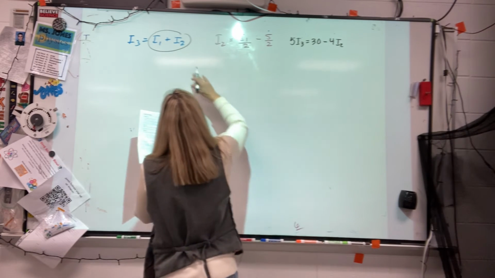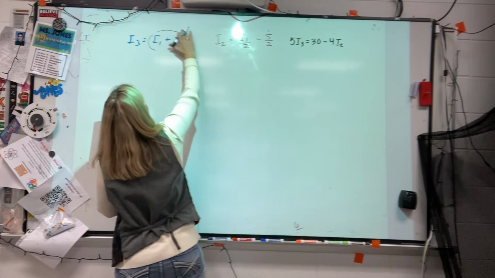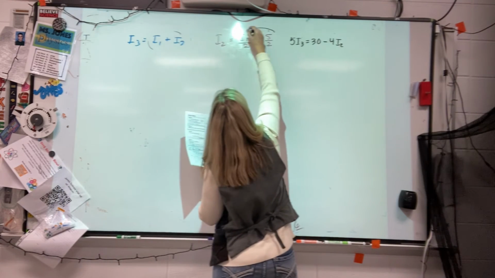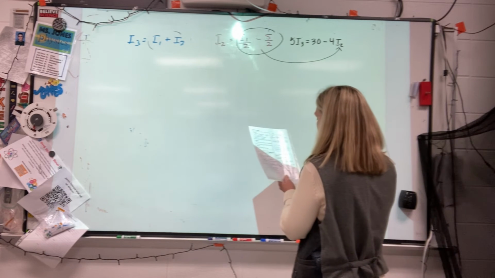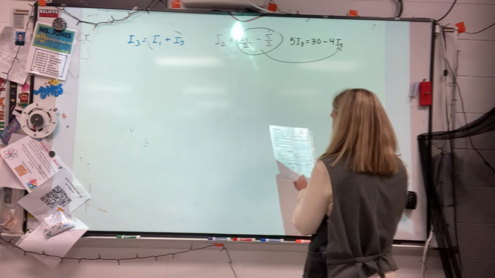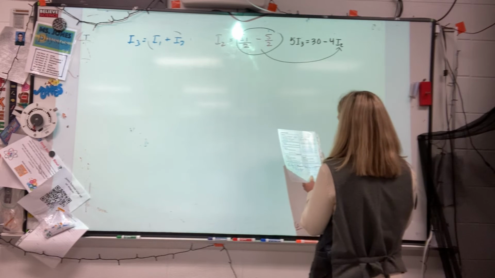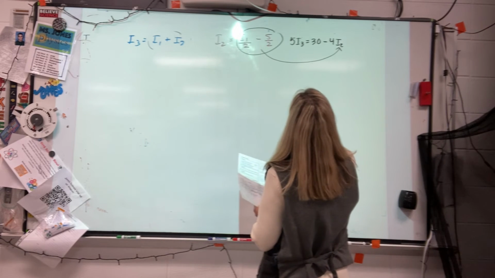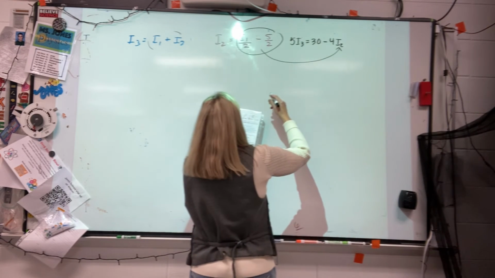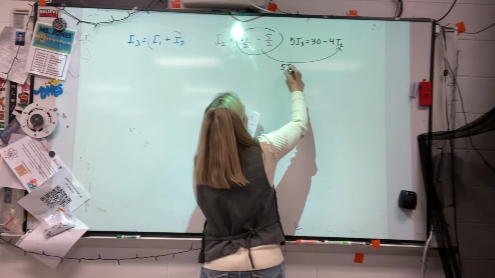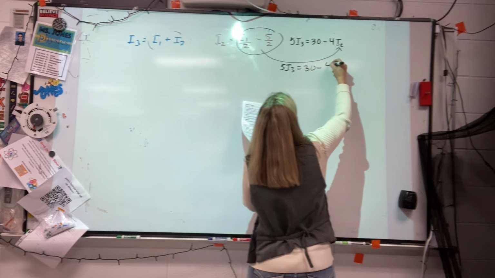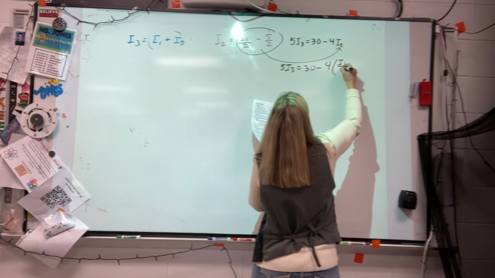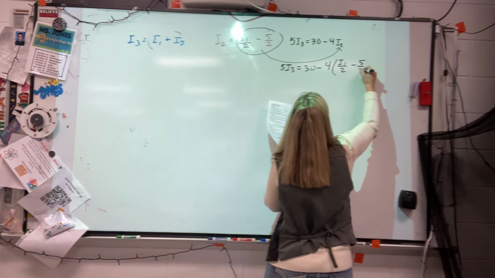Nope, hold on. Let's just do this one. We're going to go like this, and put it in right there. Okay. If we do that, what are we going to get? We're going to get a mess. So 5I3 equals 30 minus 4I1 over 2 minus 5 over 2.